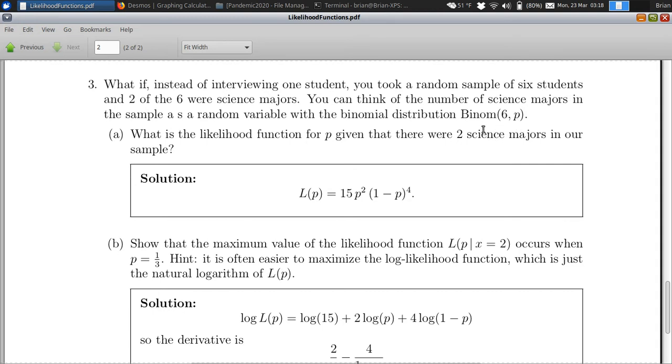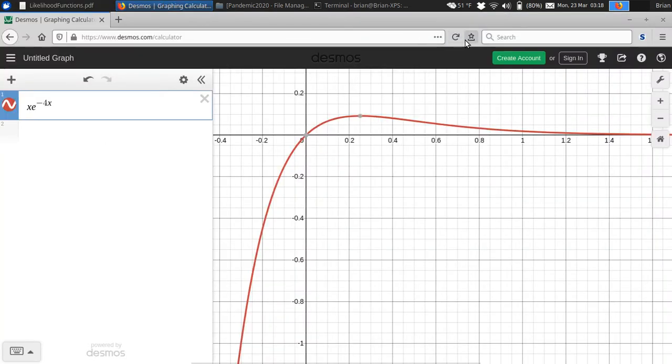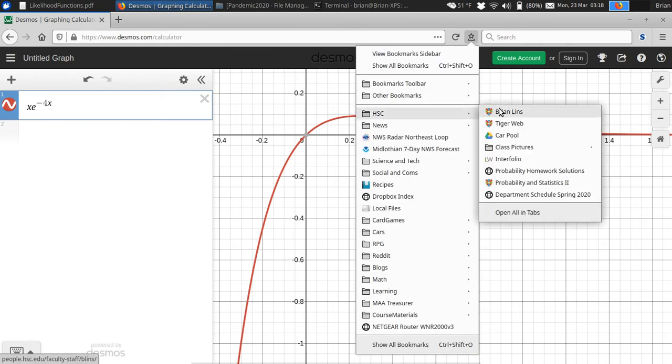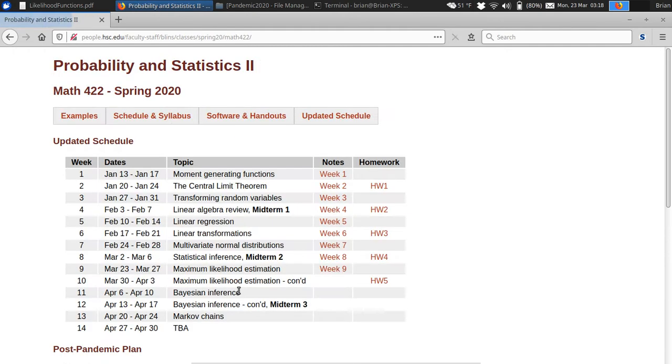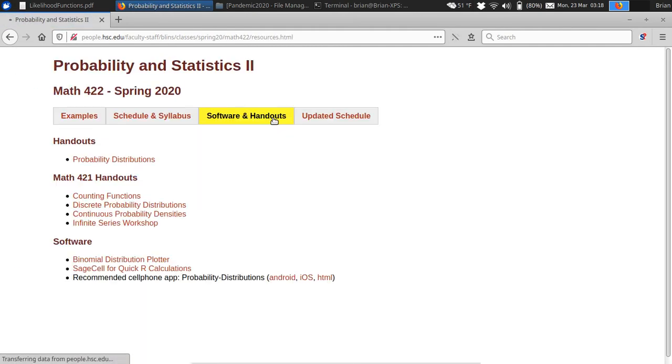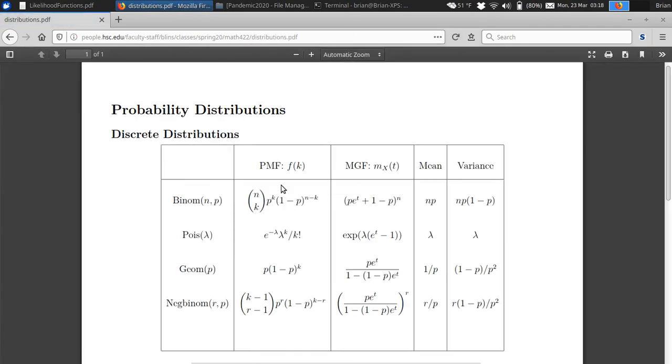But now we've got to go and find the probability density function for a binomial distribution. And for all of these probability density functions, it's a good idea to, I'll go ahead and pull up the website here and take a look at this. So you want to go and look at all of the software and handouts sheet that I posted a long time ago. You can use this probability distribution sheet here to look up the probability mass function for a binomial distribution. So when n is 6, you have 6 choose 2.